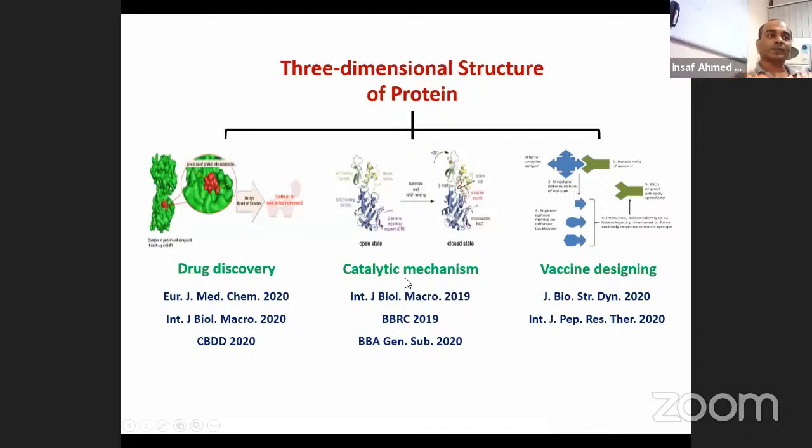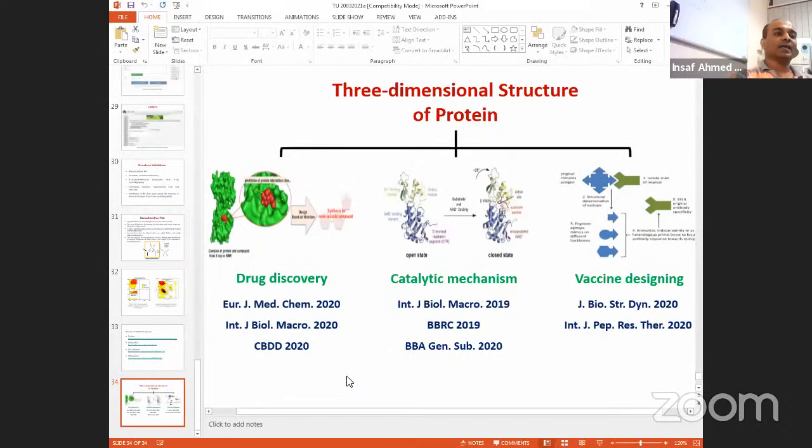We have given the catalytic mechanism using the three-dimensional structure of protein, and we have published several papers like in the International Journal of Biological Macromolecules. We are also using this three-dimensional structure of the protein to design vaccines. Recently we have designed some COVID vaccines using this, and that has been published in the Journal of Biomolecular Structure and Dynamics and the International Journal of Applied Research and Therapeutics. So with this, now I will come back to the demonstration I was showing you earlier.